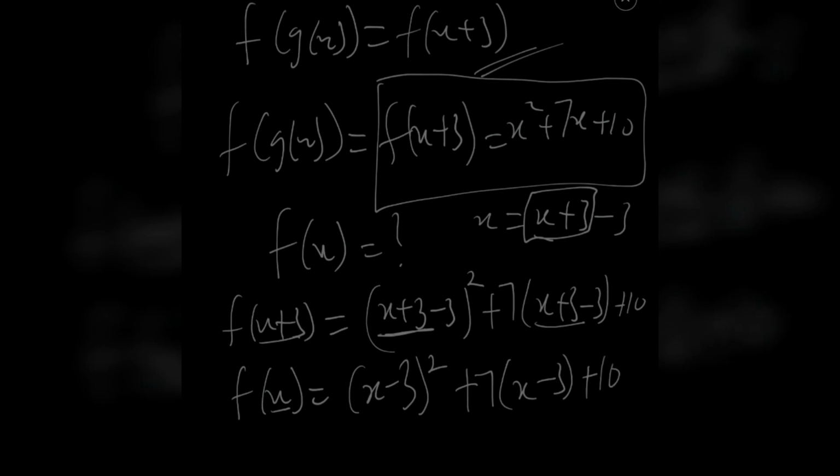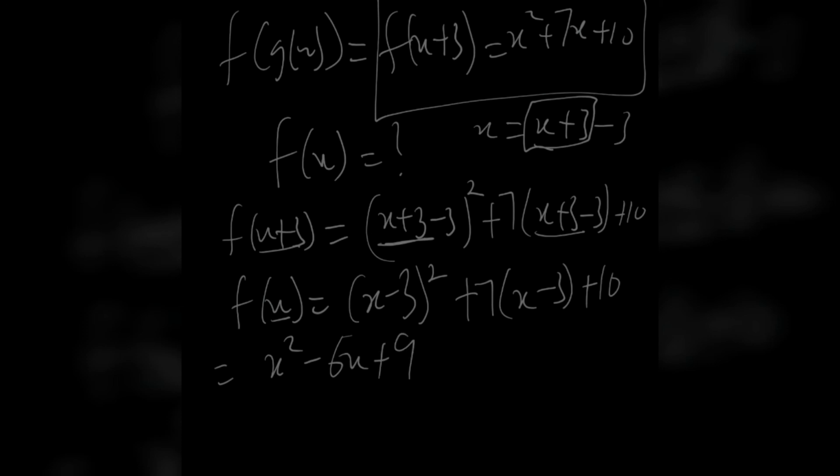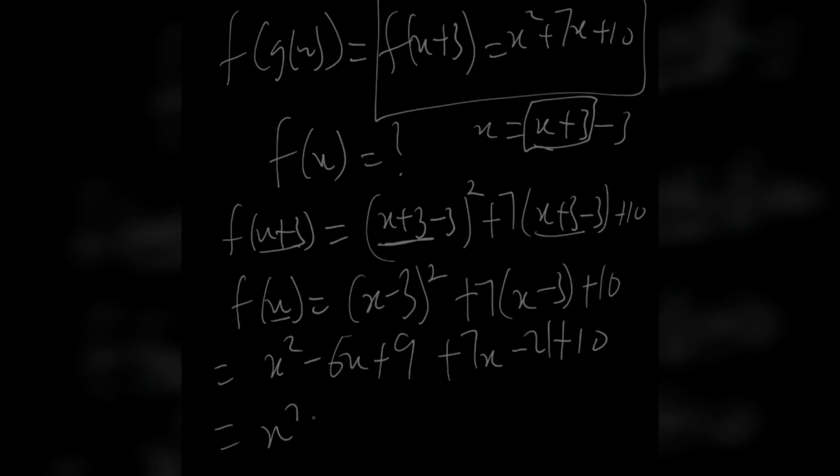So this is x squared minus 6x plus 9 plus 7x minus 21 plus 10. So we get x squared, minus 6 plus 7 is positive 1, so positive x. 9 minus 21 is negative 12. Negative 12 plus 10 is minus 2. So we get our f of x to be equal to x squared plus x minus 2, which is the same thing as what we had at the onset. So that is it.